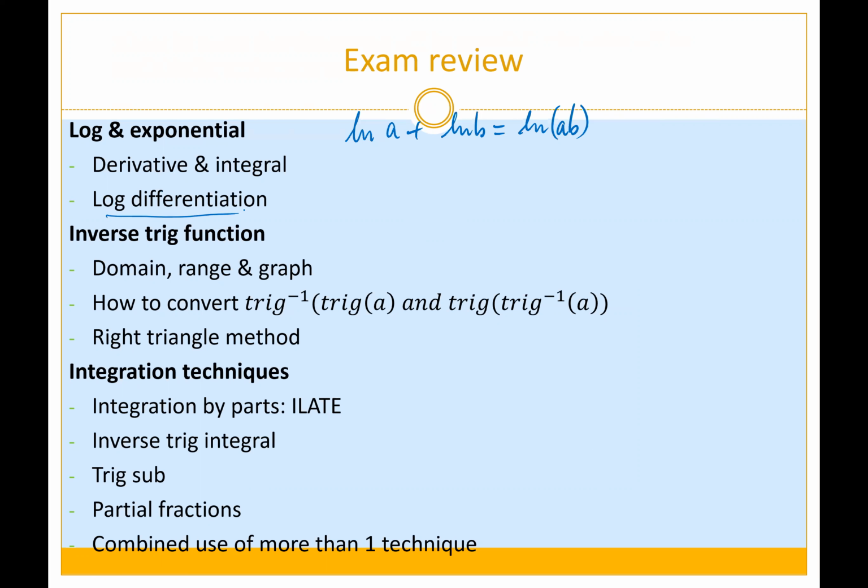Then we have log differentiation. Log differentiation just allows us to find the derivative of a complicated function of x, say y equals x to the x.